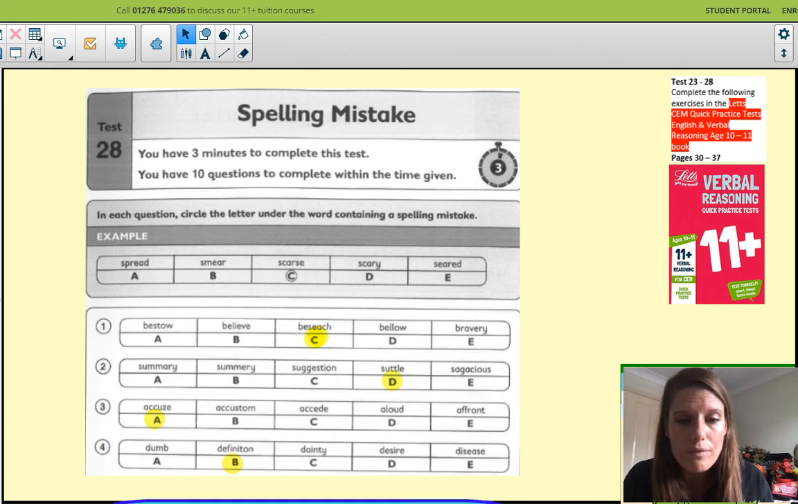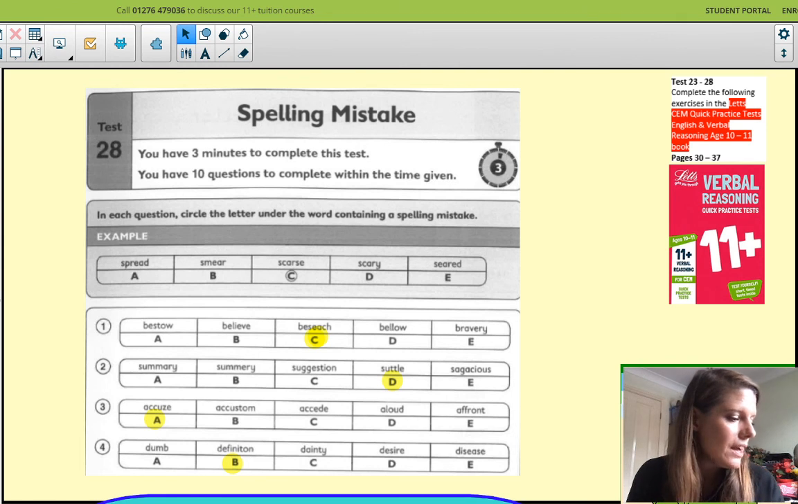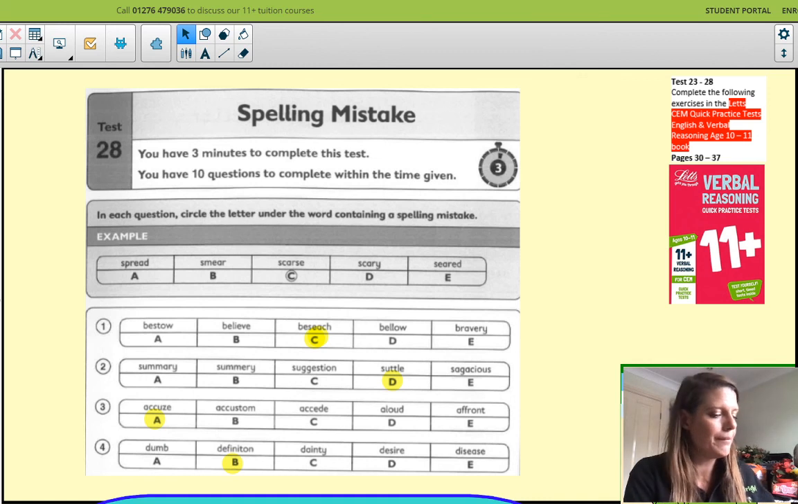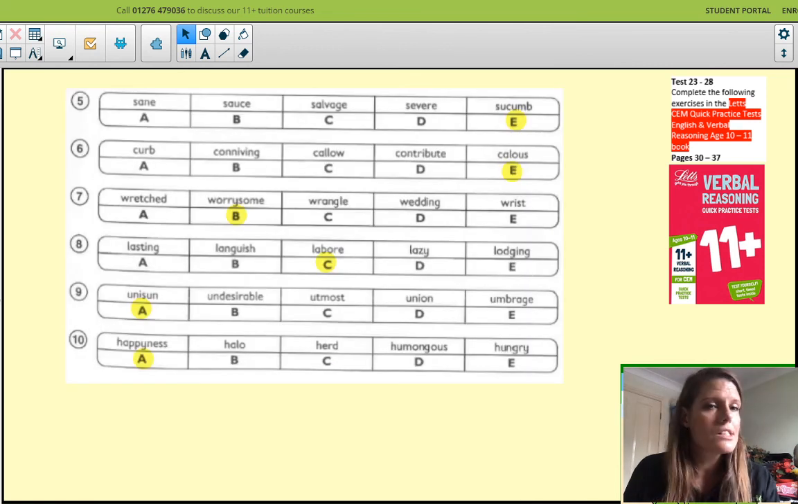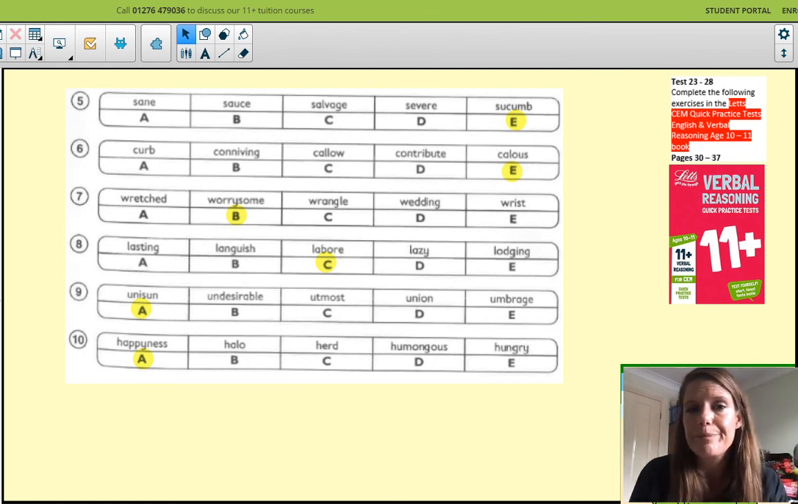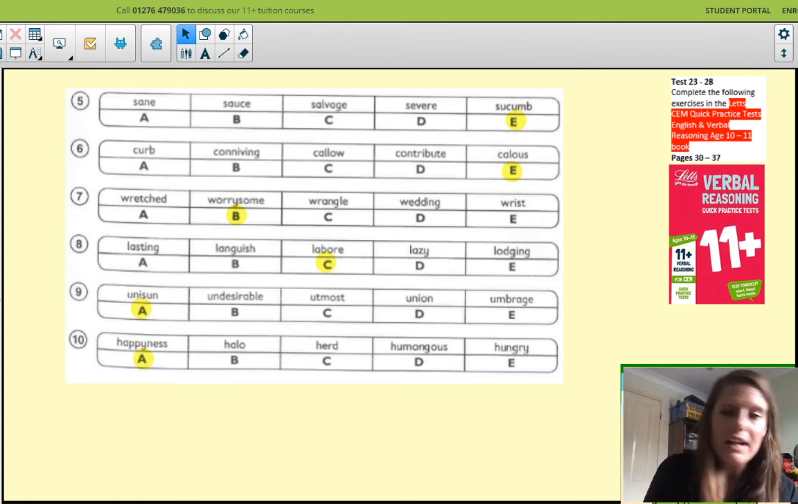And number 4, this was a definition. After the T, there is an I, definition, T-I-O-N. Again, if you weren't sure which word it could be, you could look in a dictionary for some of the ones that you were not sure of and check how they are spelt. Succumb means to give in to something, and that actually has 2 C's. Number 6 was callous. That's uncaring, and that's got a double L.